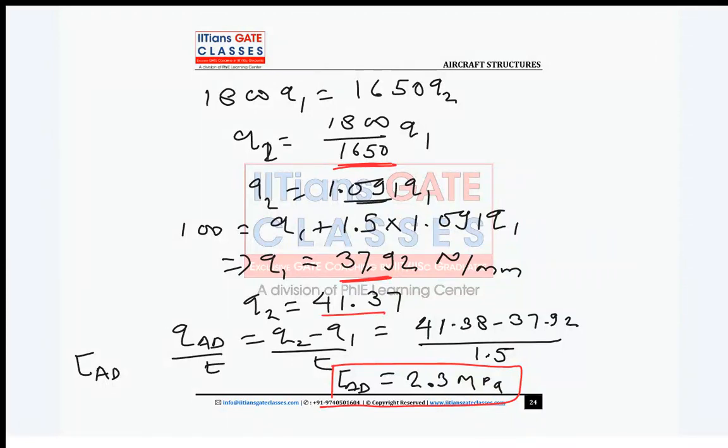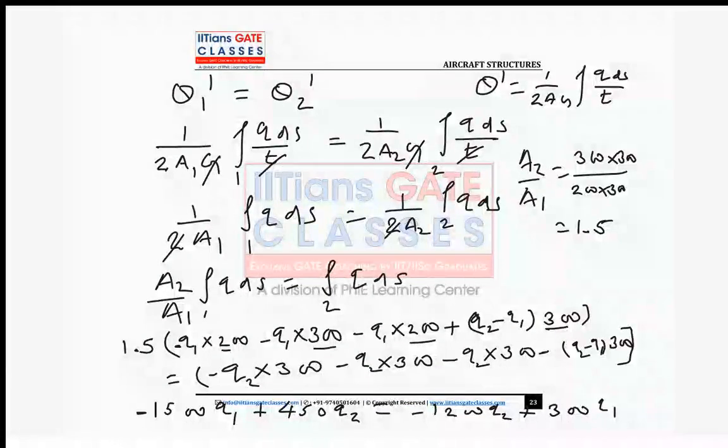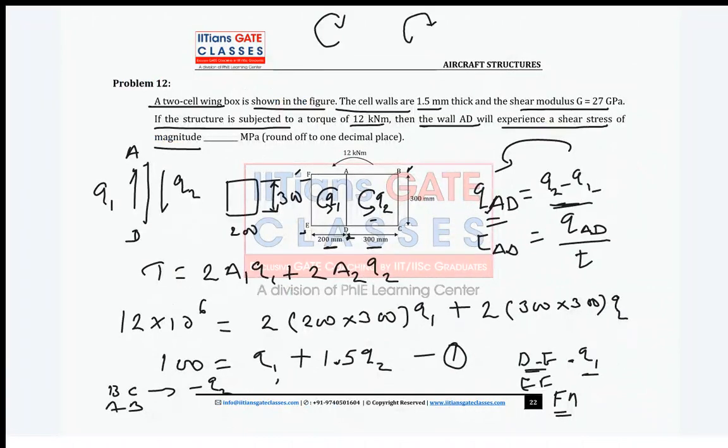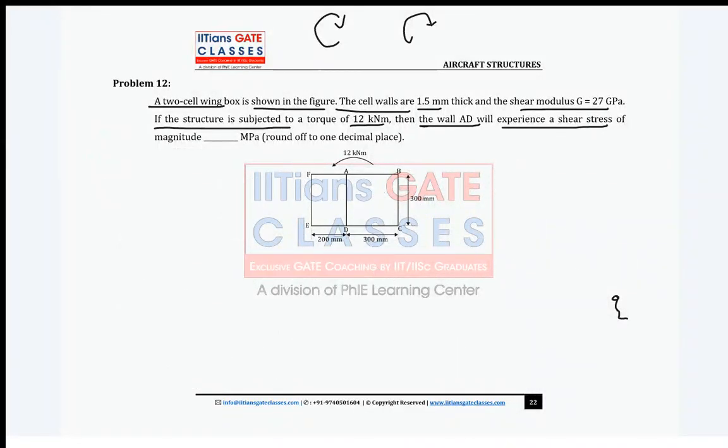Now what mistakes would have happened, that is what we need to discuss here. Usually, when you equate your theta 1 dash is equal to theta 2 dash, guys, that time, make sure, see, I started D to E F A, means I went in the opposite direction of shear flows, right? So that means I am going like this. Consider my twist is in the opposite direction, right?